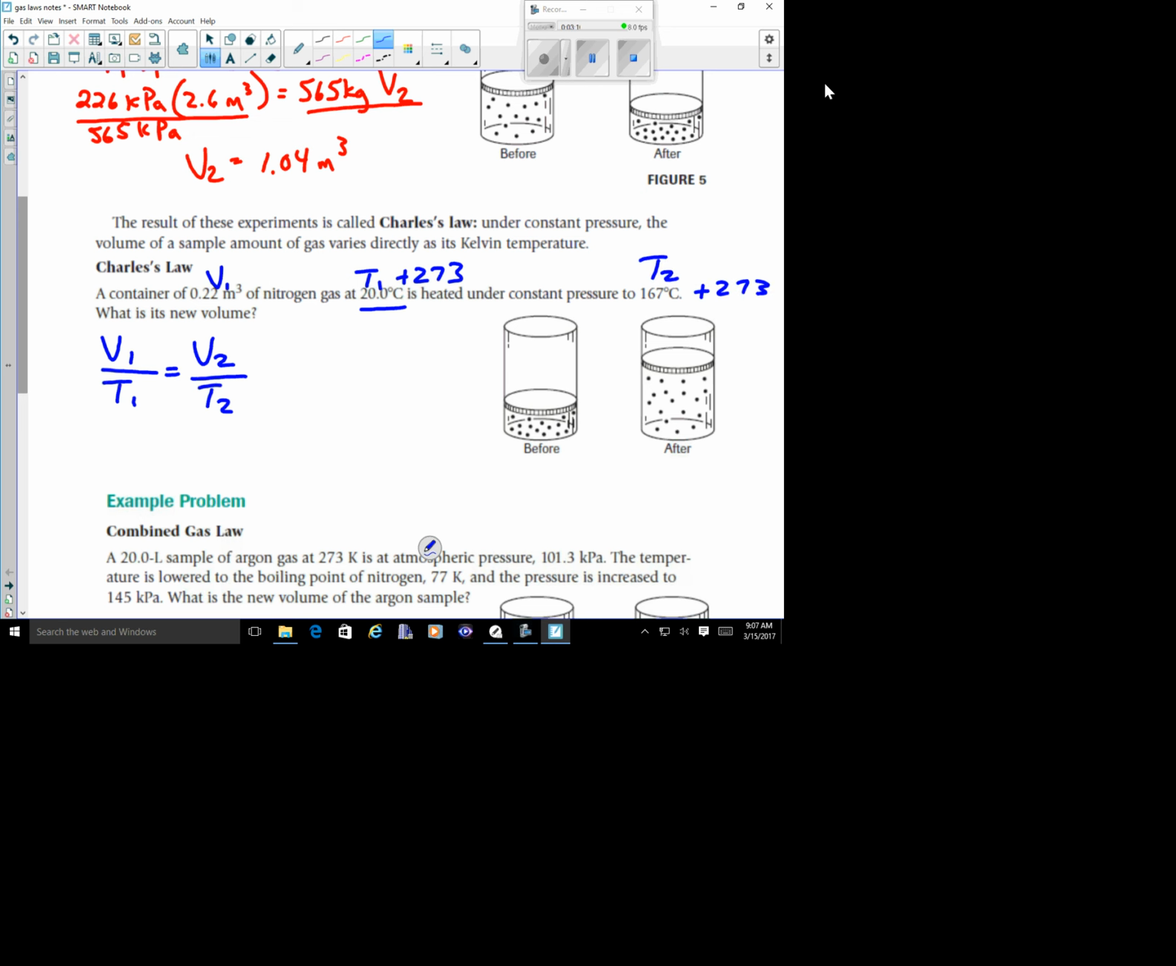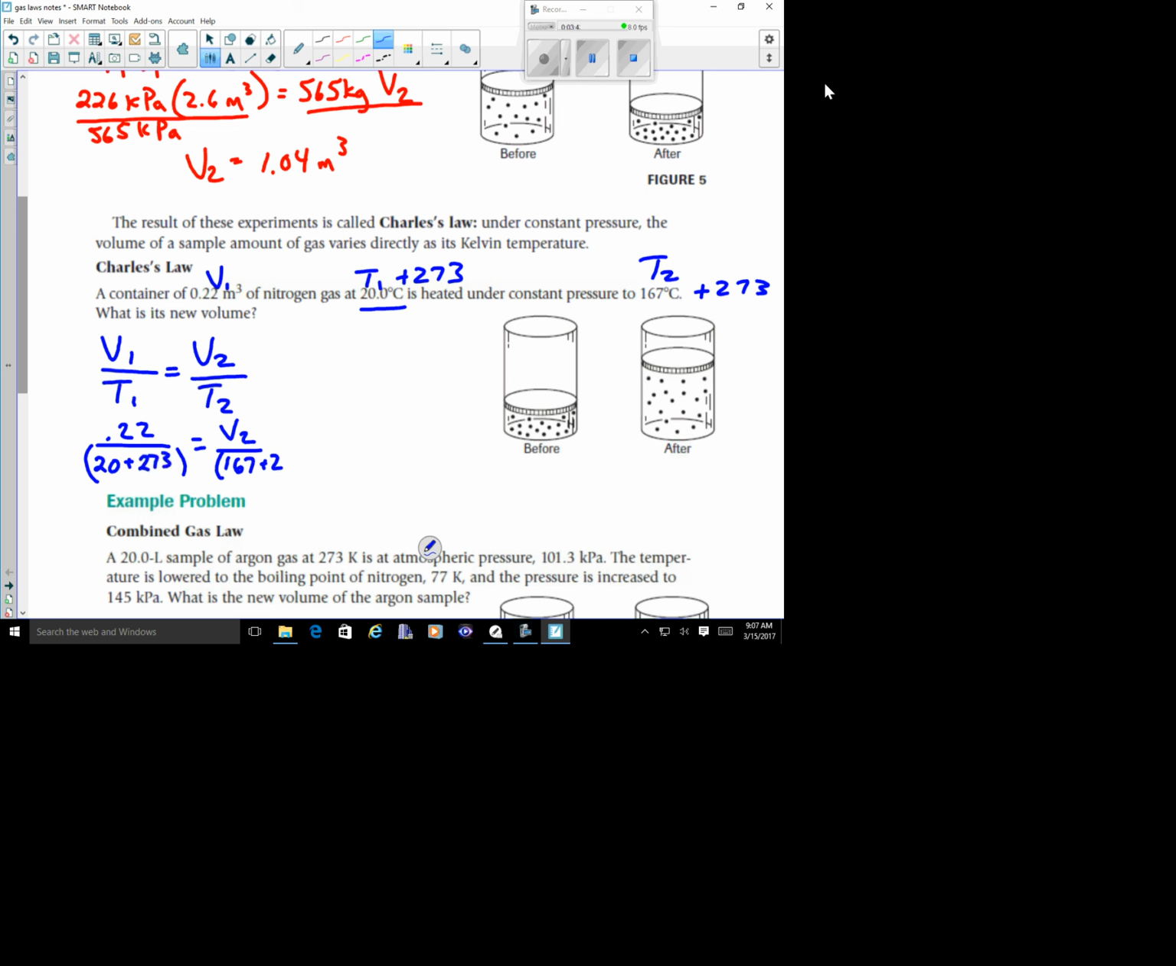So let's plug in all our numbers here. Well, volume number 1 was 0.22. Temperature number 1 was 20 plus 273 to get it to Kelvin. Then we're trying to figure out volume number 2. And we're going to put in the temperature of number 2 there. It's going to be 167 plus 273. Ends up being 440, I think.